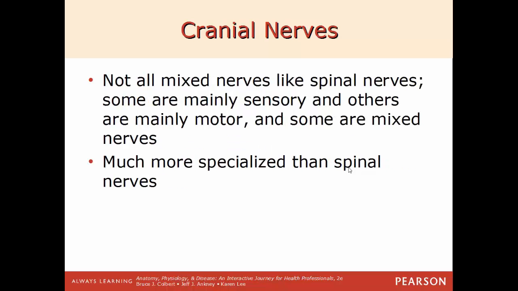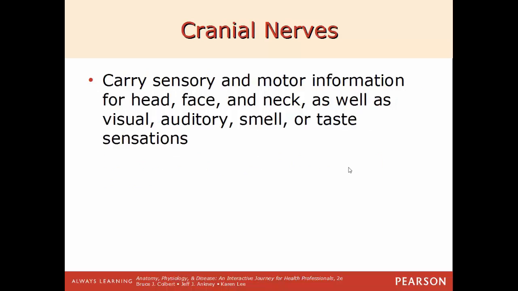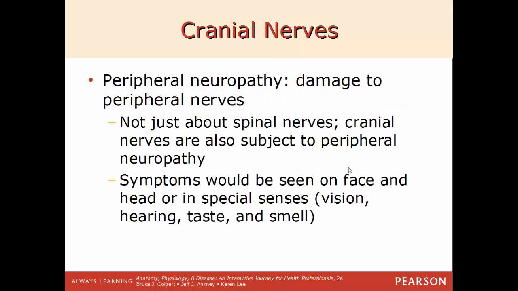When we talk about the overall function, the spinal nerves were mixed nerves, which means they dealt with sensory and motor functions. But for the cranial nerves, that's not always the case. There are some that are mainly sensory, some that are mainly motor, and some that are mixed. And in all cases, the cranial nerves are much more specialized than the spinal nerves. They carry sensory and motor information for the head, face, and neck, as well as visual, auditory, smell, and taste sensations.